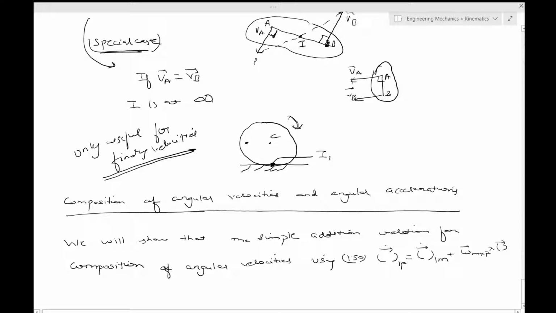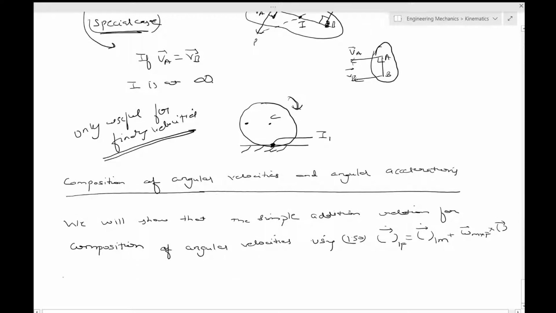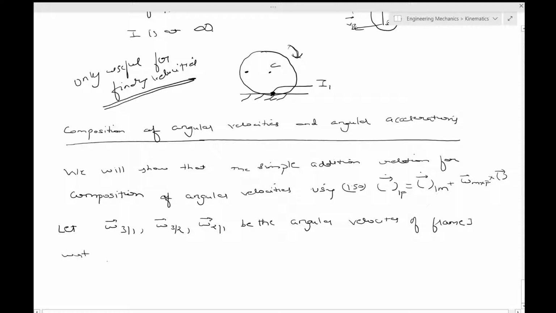Okay, so let omega 31, omega 32, omega 21 be the angular velocities of frame 3 with respect to frame 1. The subscript already tells that. Similarly, omega 32 will be the relative velocity of frame 3 with respect to frame 2, and omega 21 that of frame 2 with respect to frame 1, respectively.